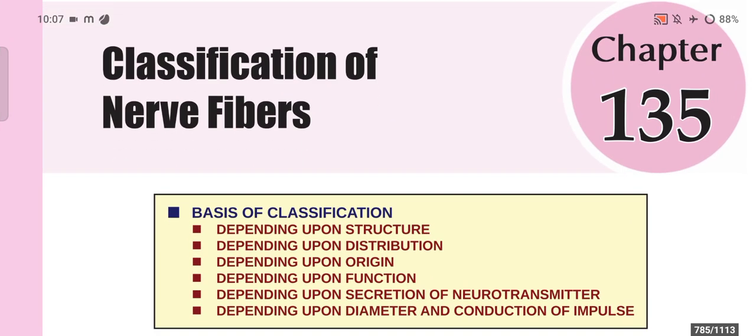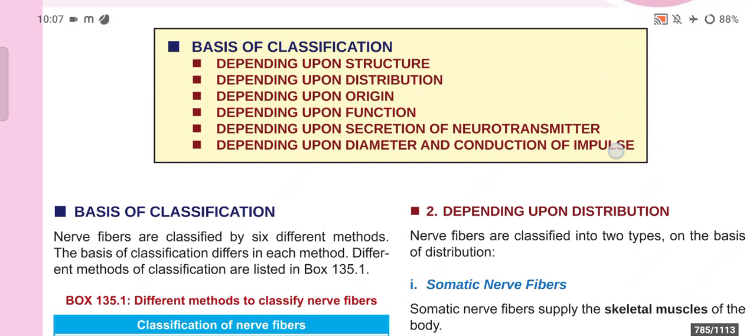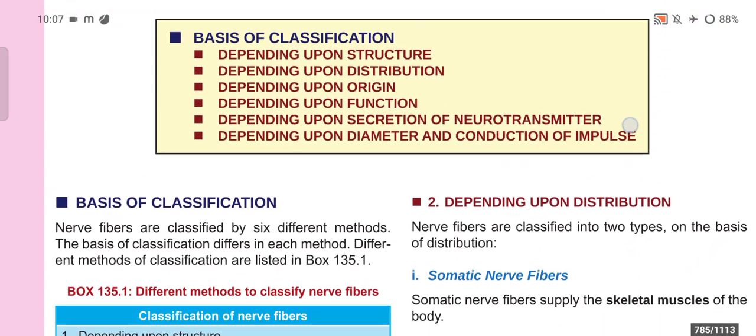Today we will classify the nerve fibers depending upon the structure and distribution, origin, function, secretion of neurotransmitter and diameter and conduction of impulse. So let us start. Now, what are the bases of classification?